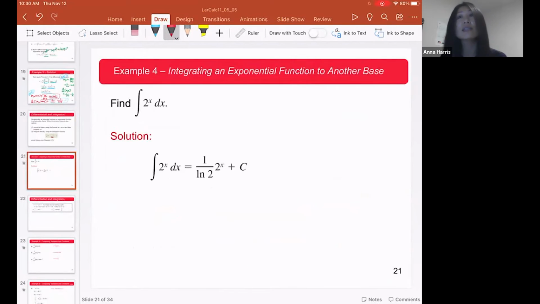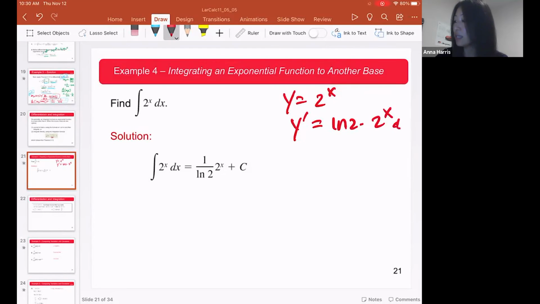So you have this, then you want to tell yourself, okay, you can think of it this way: if I give you y equal to 2 to the x, then y prime is natural log of 2 times 2 to the x. If I want to take the antiderivative, you're going to tell yourself, okay, if I want to go back to this, I need natural log of 2.